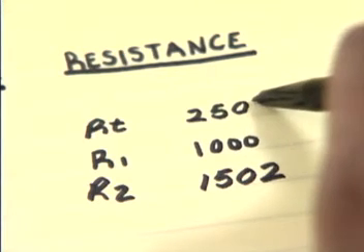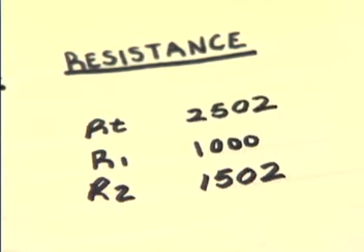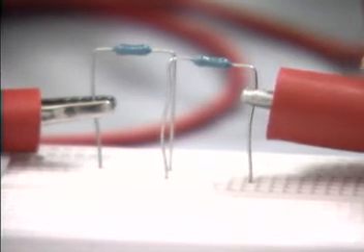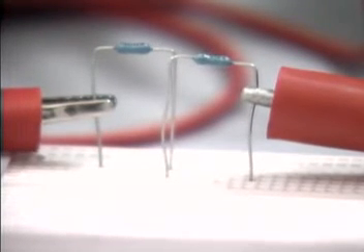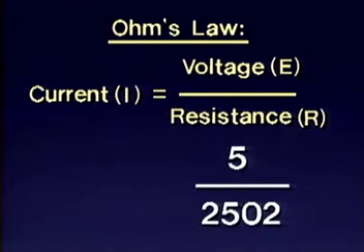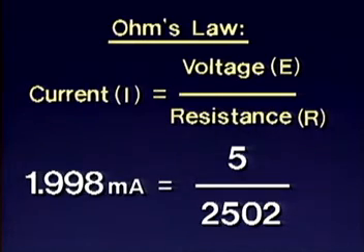Record this for RT. Finally, to once again complete the circuit, connect the red clip lead to the right side of the second resistor. Again, using Ohm's law, you can calculate the current through the two resistors. In this case, the current equals 5 volts divided by 2,502 ohms, which equals 1.998 milliamps.